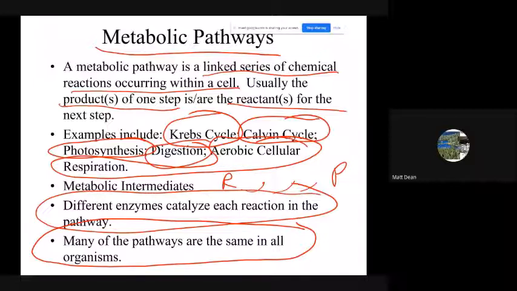Cell respiration works exactly the same way in all of life. Digestion works very similarly in lots of different kinds of life. All these shared metabolic pathways are evidence of shared ancestry, or common ancestry, that all of life evolved from some kind of common ancestor.